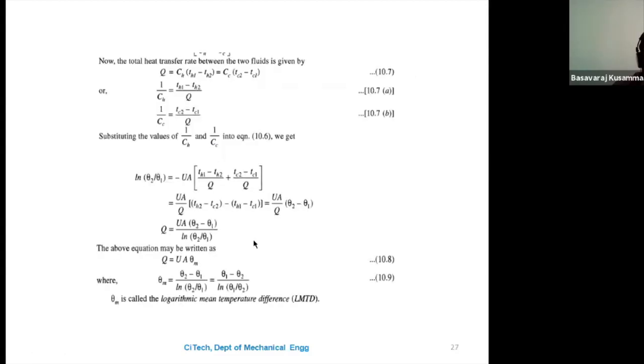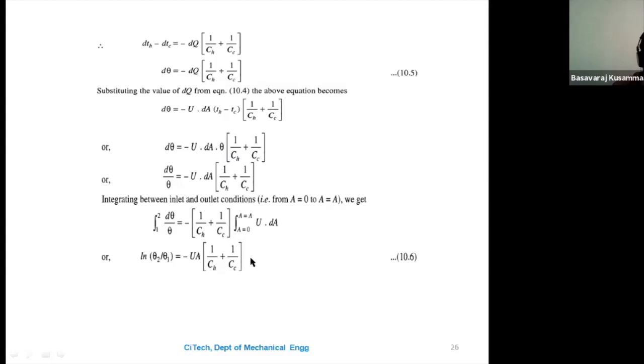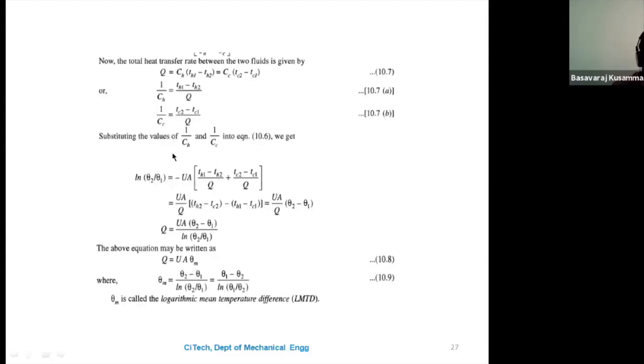Next, now we need to calculate the total heat. You calculated this one. What is the total heat?